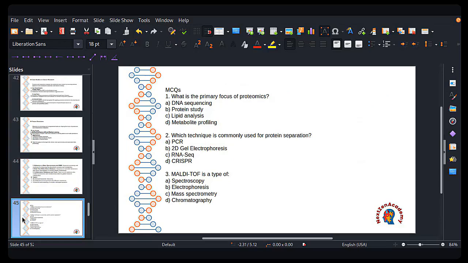You guys have to write your answers in the chat box, okay? So let's start. I think these questions are very easy. What's the primary focus of proteomics? Tell me. Write the answer in the chat box, like 1, A, B, C, D. Okay. Obviously, proteomics means protein plus genomics.